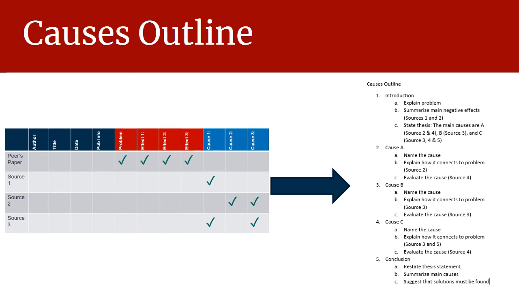And then I'll evaluate the cause. Do I think that this is a serious cause? Do I think that this is a true cause? Is there enough evidence to show that it's a strong thing and it's not just a misunderstanding or misinformation? And then I will repeat that process for all the other causes that I have, making sure that each time I have at least one source that supports that information. At the end, I'll write my conclusion where I'll restate my thesis statement. I'll summarize those main causes again, and then maybe I'll suggest that we really do need to find solutions to this problem in just one sentence.